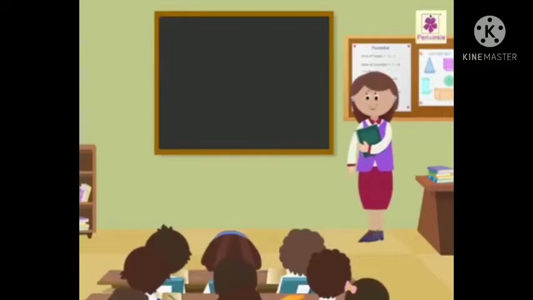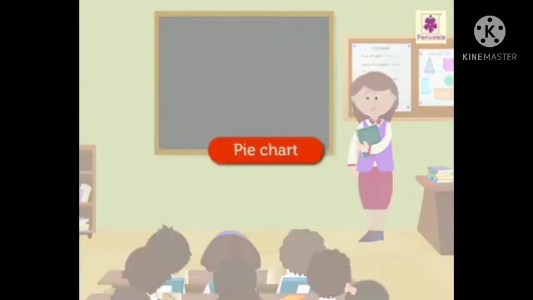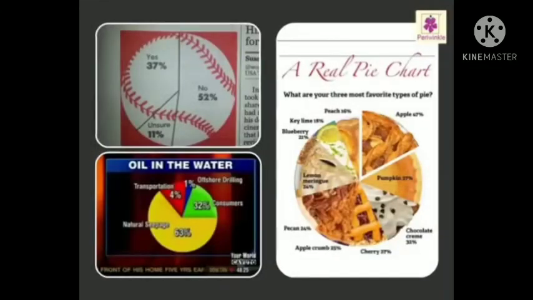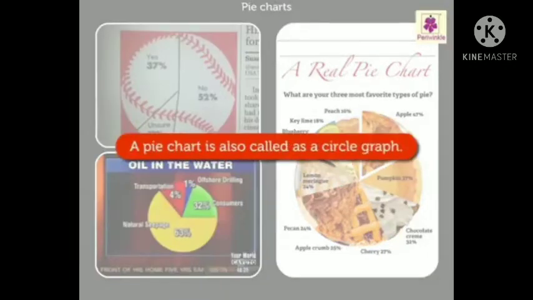Hello friends. Today let us learn one more way of data representation called pie chart. Let us begin. Many a times you all must have come across data represented in circular form in newspapers, magazines or on the television. These are called pie charts. A pie chart is also called a circle graph.